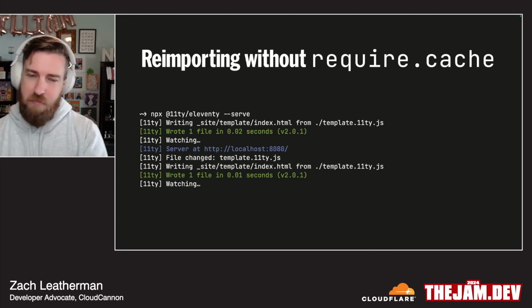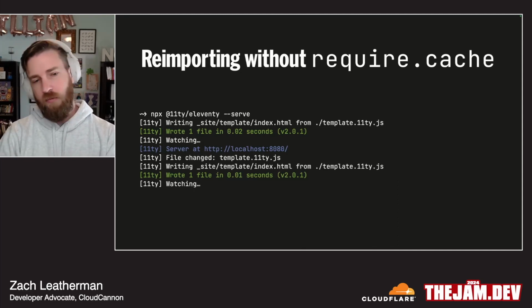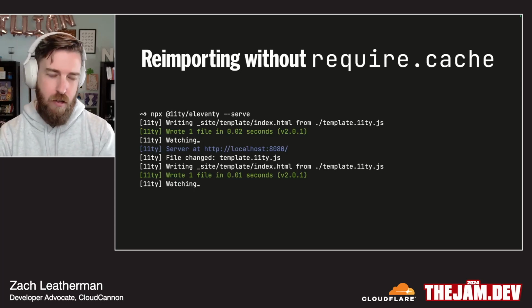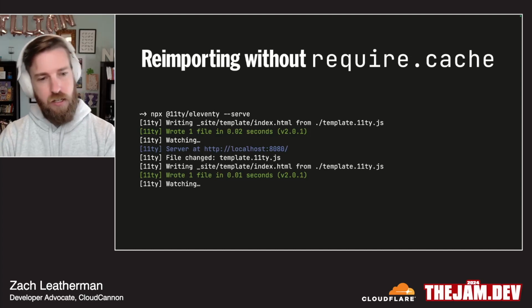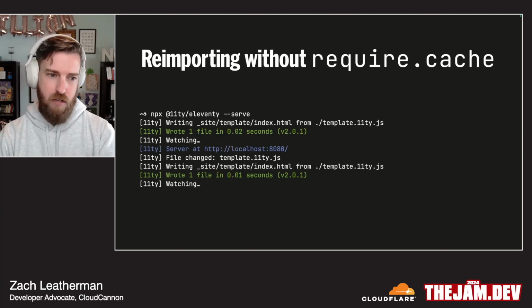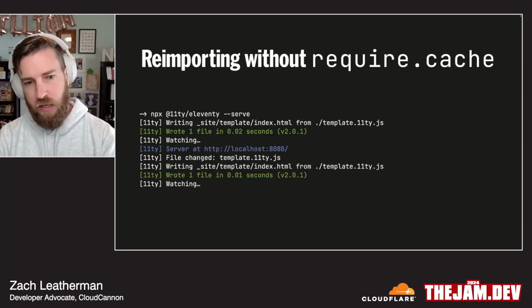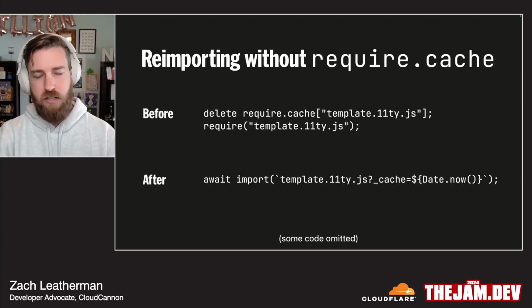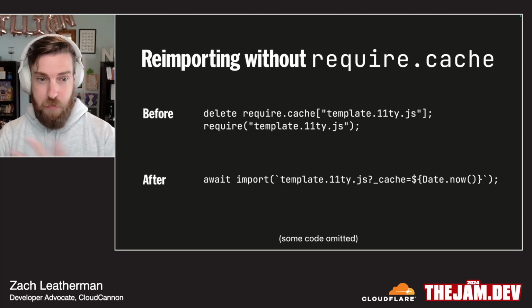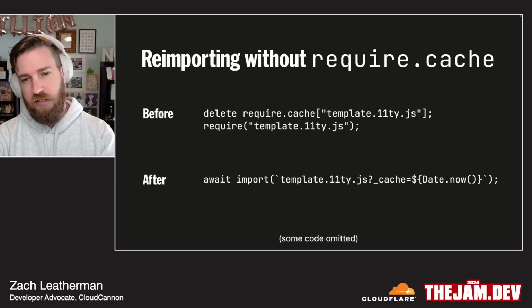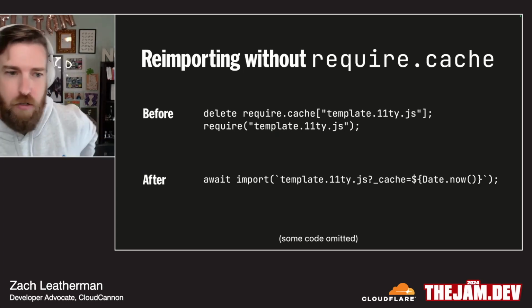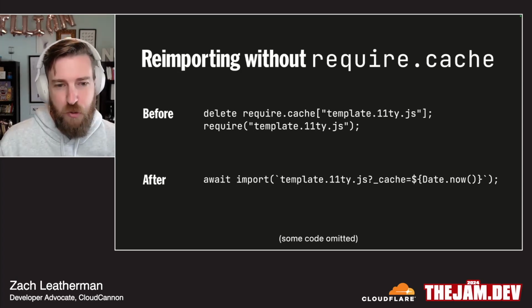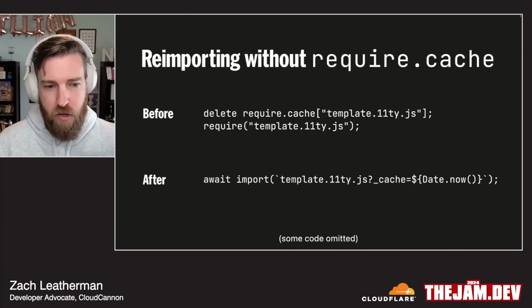Another thing is that ESM doesn't have a require cache. So when you're working in Eleventy and you have the Eleventy development server running and you make a change to a JavaScript file, we invalidate the cache so we can get the new file's contents and get the changes that you've made. So I've saved template.eleventy.js, and then we reapply that change. But without a require cache, the previous method was we would just delete that key. And some of this code is a little simplified because I think you need absolute paths here, but you can just delete that key from the require cache and move forward with a new require, and you'll get a fresh version of the new content.